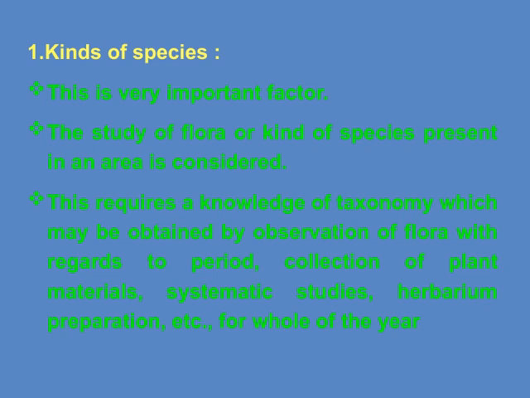Systematic studies are then carried out to classify and understand these species better. Herbarium preparation is another key part of this process. It involves pressing and preserving plant specimens for future reference. And all of this should be done throughout the entire year, because plant presence and characteristics can vary with seasons. By understanding the kinds of species in an area, we gain valuable insights into its ecological health and biodiversity, which ties into the overall theme of conservation and habitat assessment.